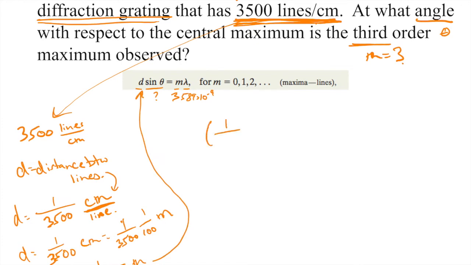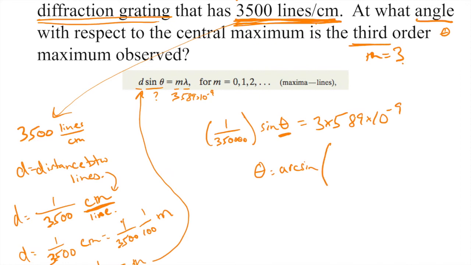And so what do we got? 1 over 350,000 times sine of theta, and theta is what we're looking for, equals 3 times 589 times 10 to the minus 9. So theta will equal arc sine of 3 times 589 times 10 to the minus 9 times 350,000, right? Because you end up multiplying that.